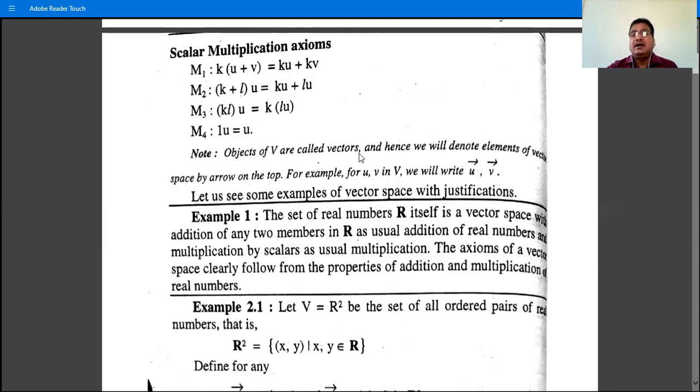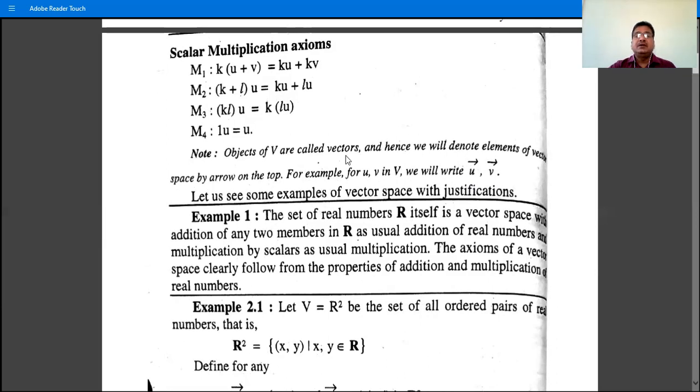And hence we denote elements of V as just u, v, or we can denote them by u bar, v bar. Directly write u bar, or u with an arrow, v with an arrow. Read it as u bar, v bar.